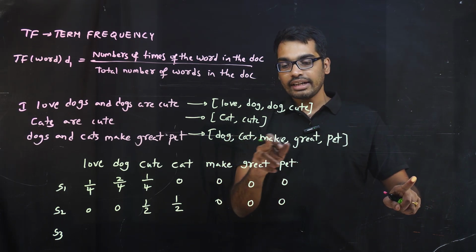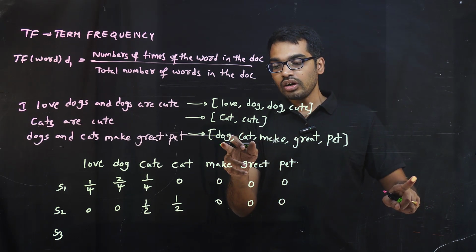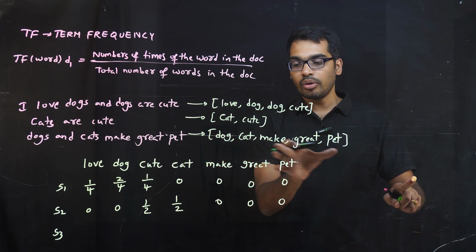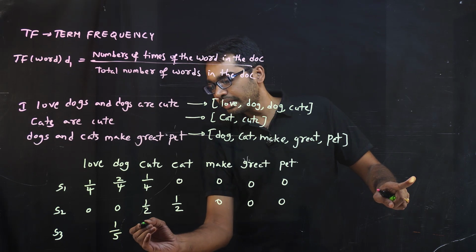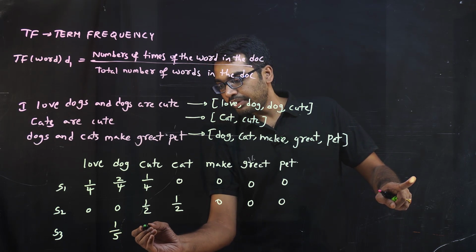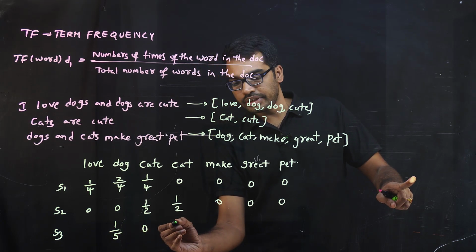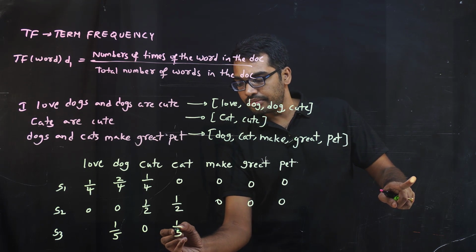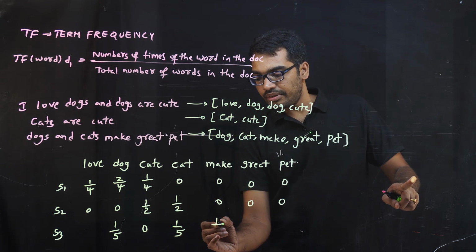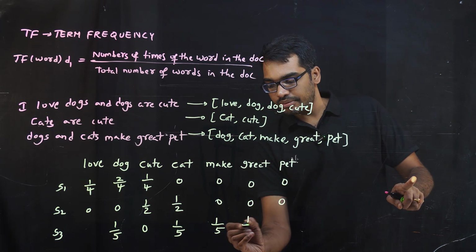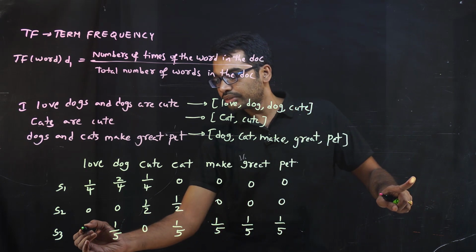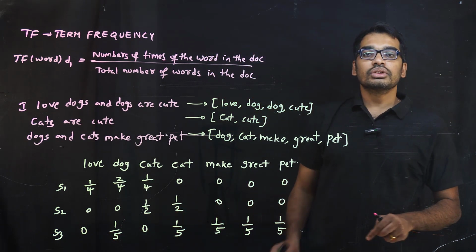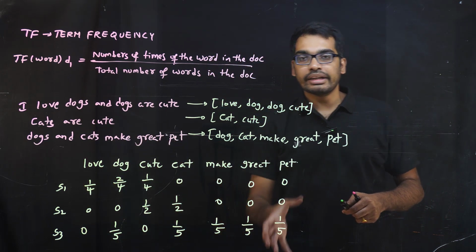And similarly dog, cat, make, great, pet. So if you see dog, 1 out of how many words? Total 5 words. So hence the third document will become similarly 1 by 5 and then 0, cat is 1 by 5 and make is 1 by 5 and great is 1 by 5 and pet also 1 by 5 and then love is also 0. We don't have anything. So this is how the term frequency matrix is.